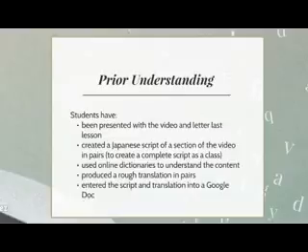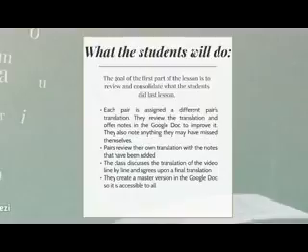So prior to this lesson, the students would have looked at the video and created a Japanese script of a section of the video, so that as a whole class they've got a complete script. They'll then use online dictionaries to understand the content of that script. As this is an authentic text, there will of course be words and phrases the students are not familiar with, which is why they'll be using the dictionaries. They'll produce a rough translation in pairs and enter both the script and translation into a Google Doc that was created by the teacher. In this lesson, the goal is for them to review and consolidate that work.